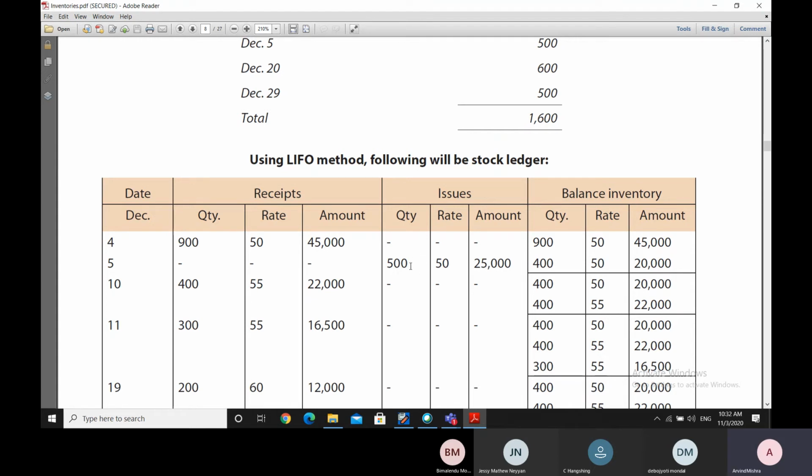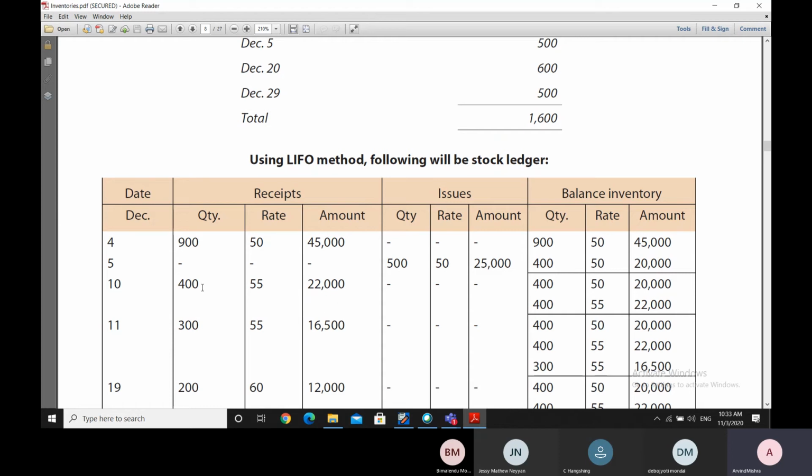So when we are writing this one, we are saying that the last in is the first out. So we say that 900 was the last in, and out of the 900 we have issued the 400 out. So we keep on getting the balance in the inventory. So 900 was the quantity valued at 45,000, and this issue quantity of 500 is being valued at the same price, which is the price for the last issued. This is 50 rupees. So here also we are writing 50 rupees and getting 20,000.